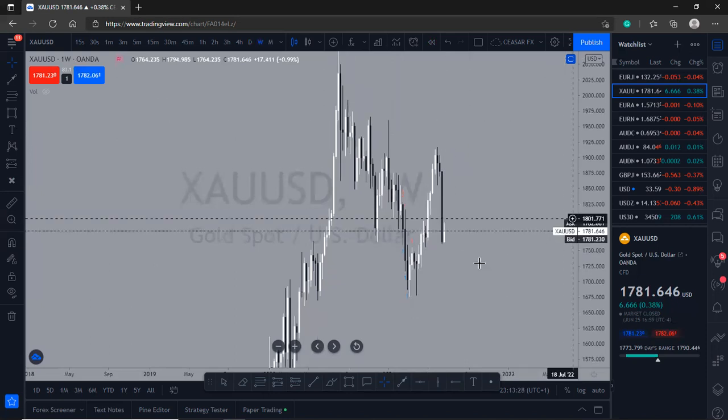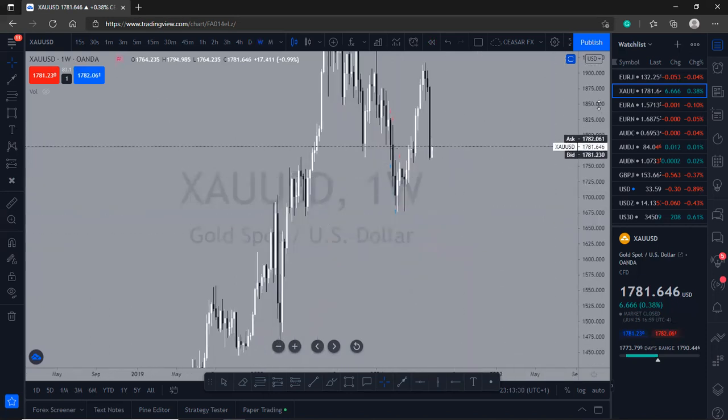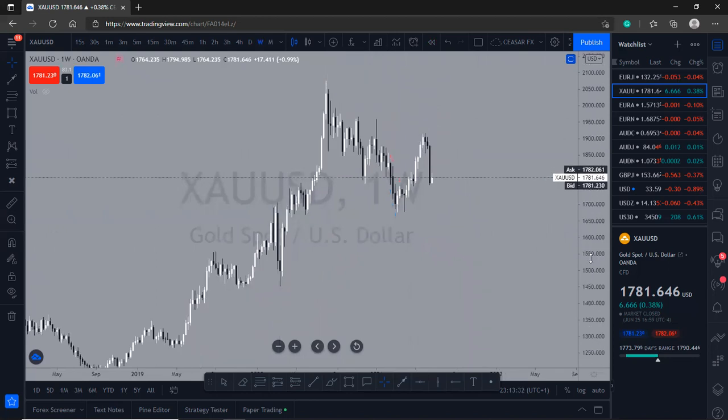So now let's quickly check gold according to the weekly time frame. Let's quickly check this and see what is happening according to the weekly time frame.